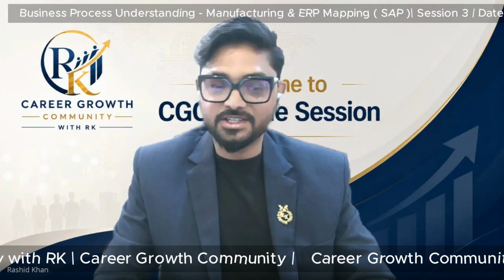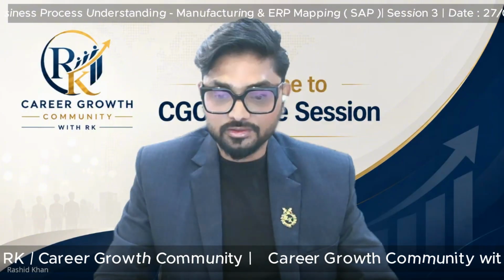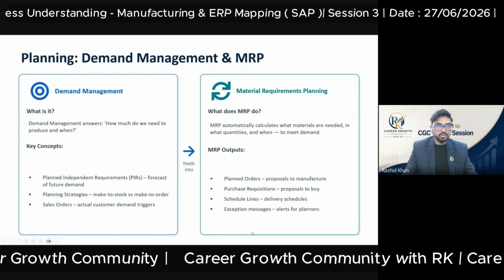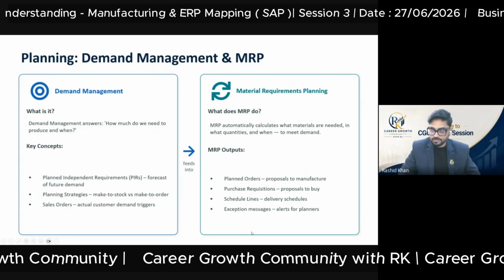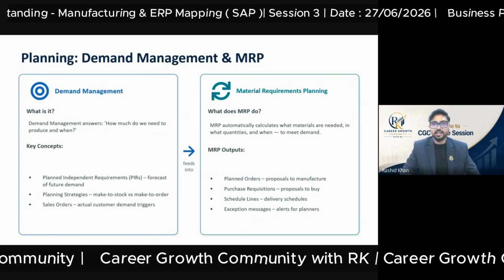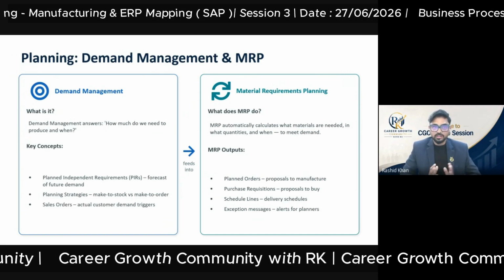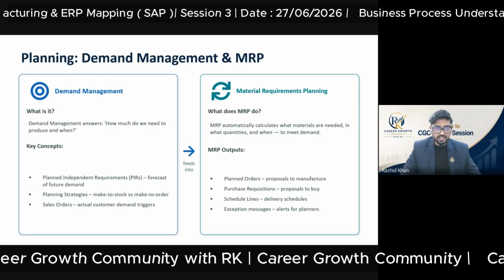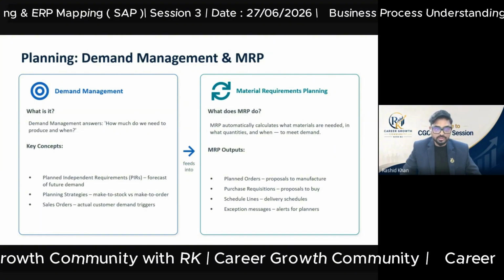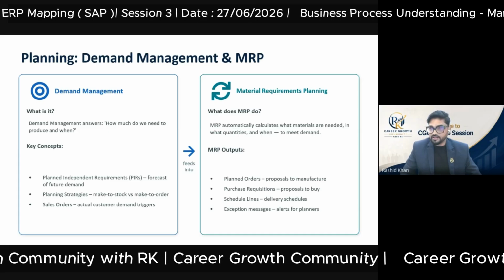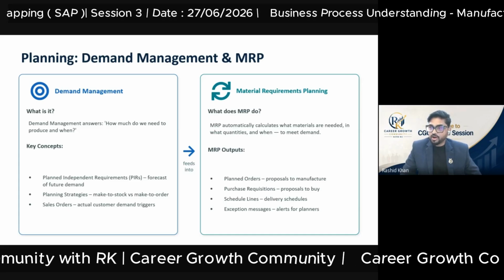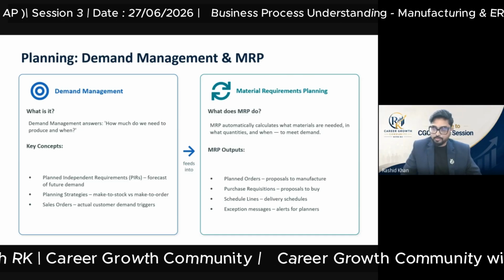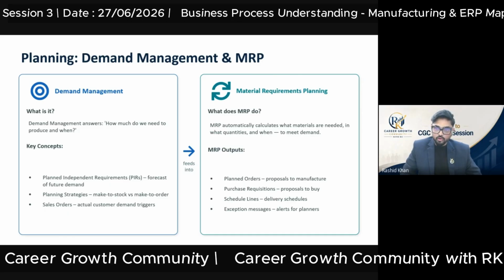So let's get back to our presentation. Okay, my screen is visible for everyone? Yes. Okay, thank you. So I think we have only 5-10 minutes left, so I'll make it a little quick. On planning, demand and MRP, as I explained, how the demand is there and how the material requirement planning is going on. Demand management answers how much we need to produce and when. And MRP automatically calculates what materials are needed, in what quantity and when, to meet the demand.